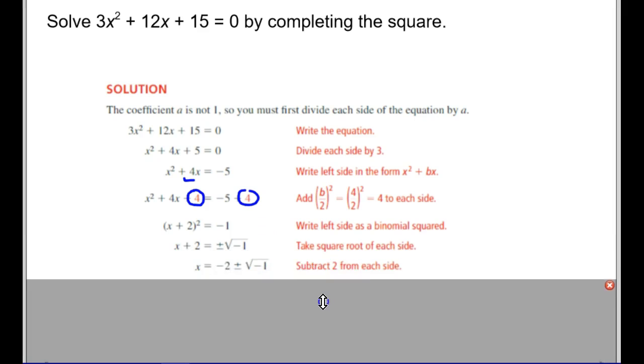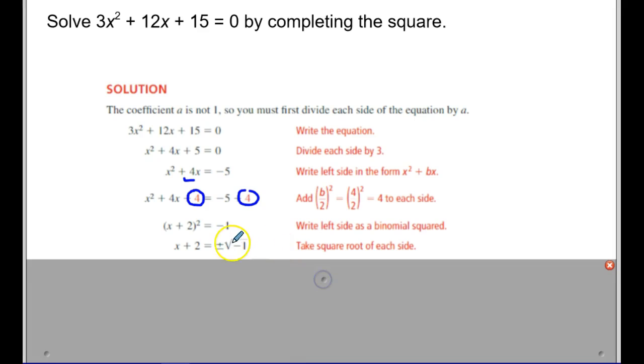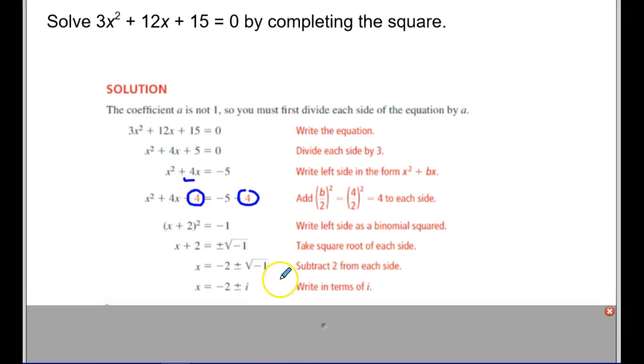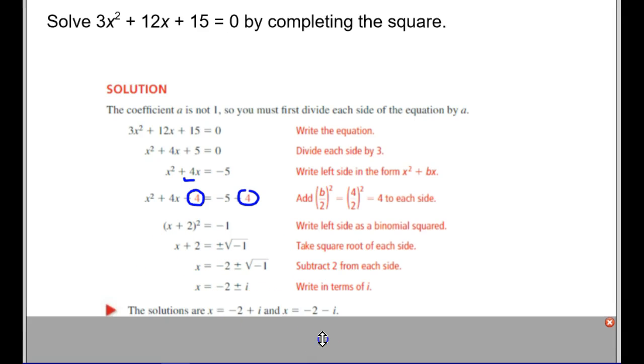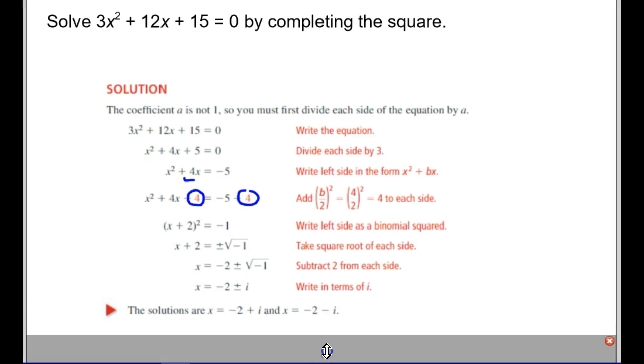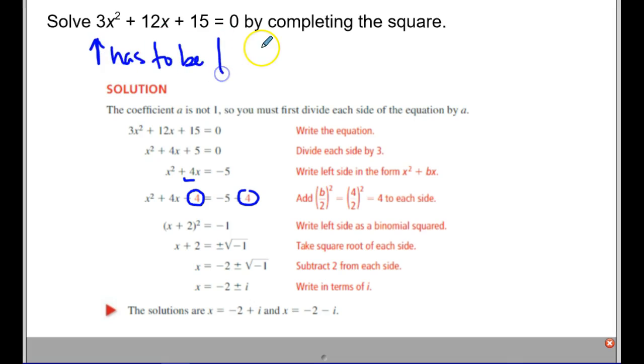So then I can just simplify, take the square root. I see here I'm taking the square root of a negative, so I end up with my i value, my imaginary number that we talked about in our last lesson. Okay? So I can just continue to simplify until I get my 2 final answers. So I end up with negative 2 plus i and negative 2 minus i. So again, when completing the square and solving, this a value has to be 1 in order to complete the square. If it's not, I have to divide everything by that term first.